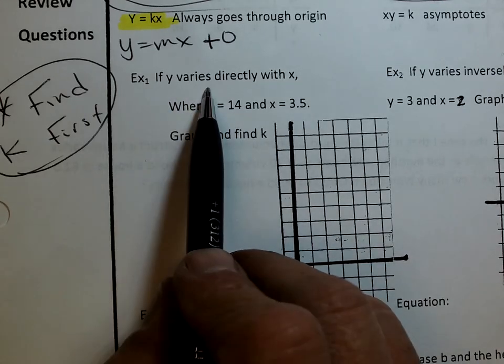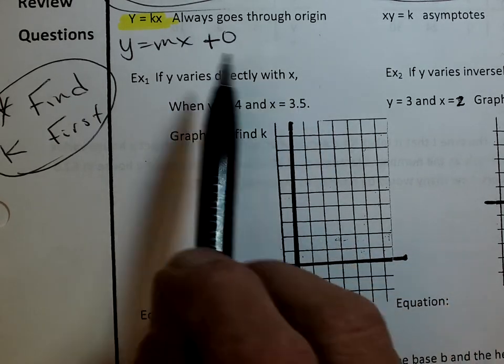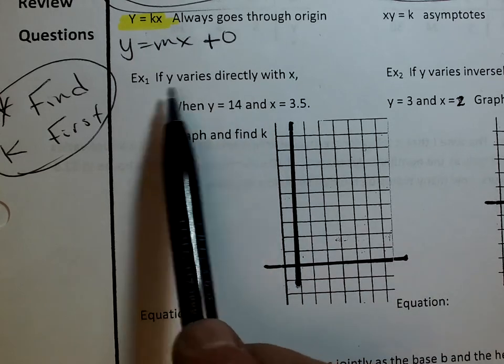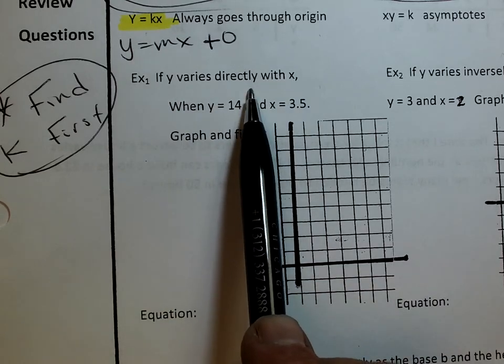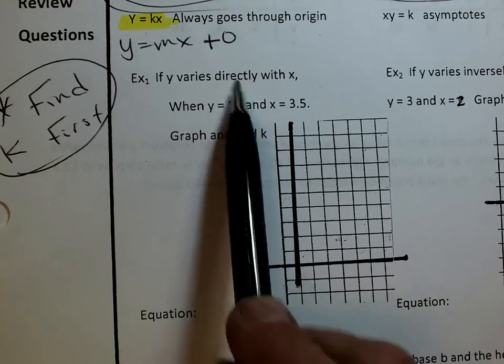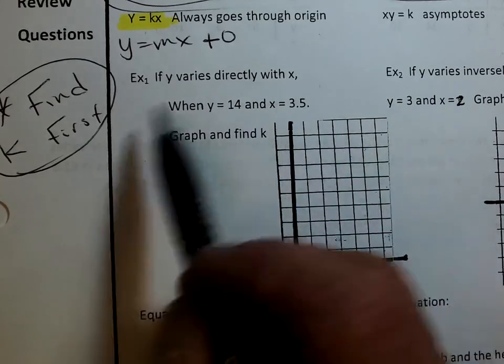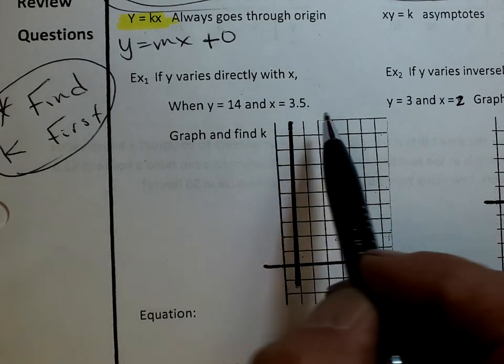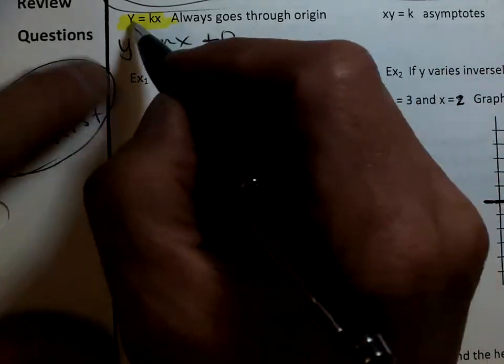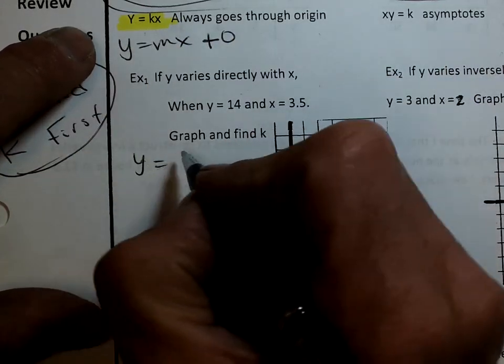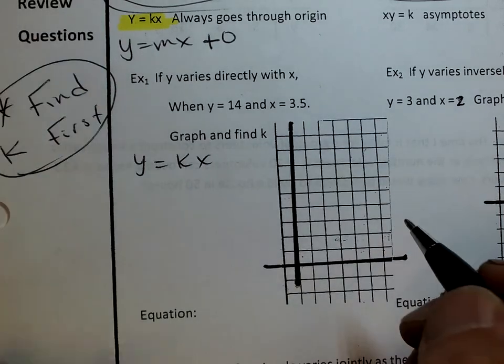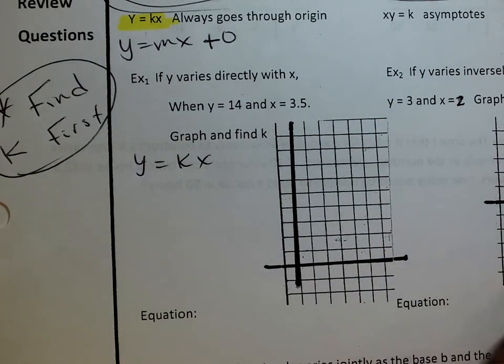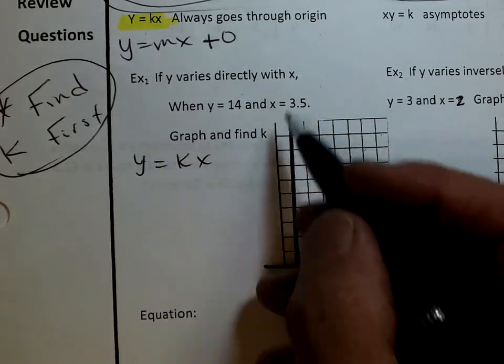If y varies directly with x, so if it does, we're going to use that equation. Just the words, if y varies directly, so it's direct. The word says directly, so it's that equation. Okay, when y is 14 and x is 3.5, let's plug those into my equation. So this is the equation I want to use, y equals kx. I'm just going to use my variation equation.